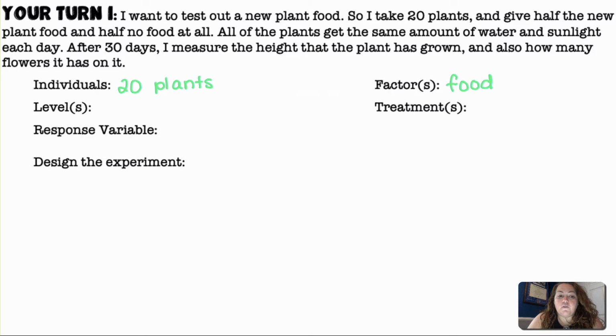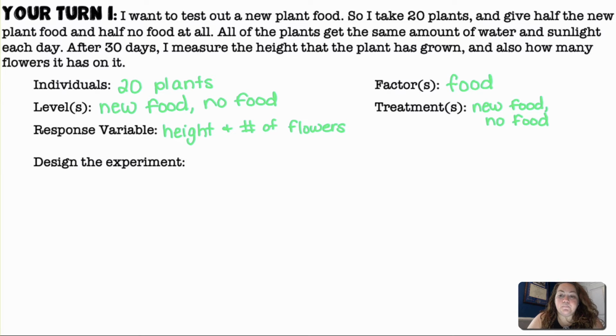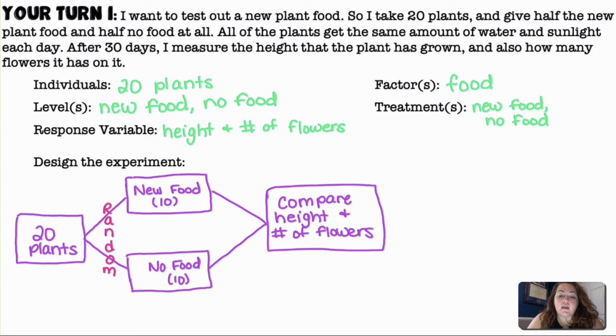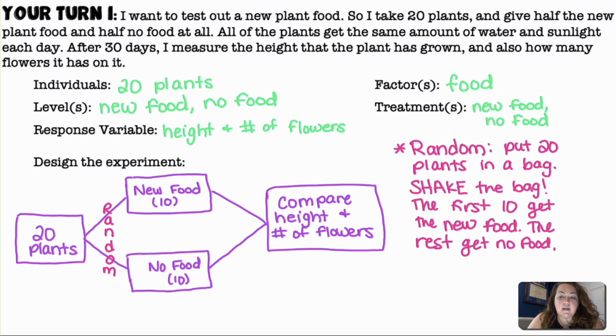My factor is food. The levels are the new food or no food, and the treatments are new food or no food. My response variable, what I'm measuring, is the height and number of flowers on the plant. I'm starting with 20 plants. I'm going to randomly assign 10 to get the new food and 10 to get no food. Then I'm going to compare the height and number of flowers. Again, I have to say how I'm using that random assignment. So put 20 plants in a bag, shake the bag, the first 10 get the new food, the rest get no food.